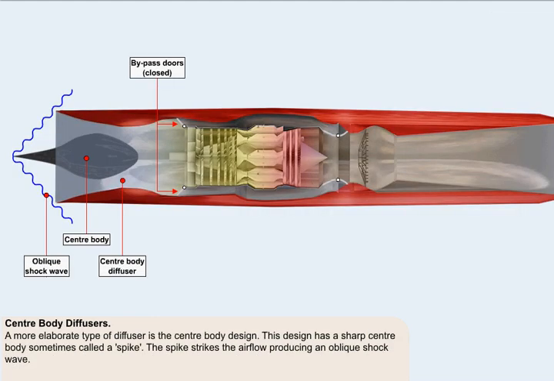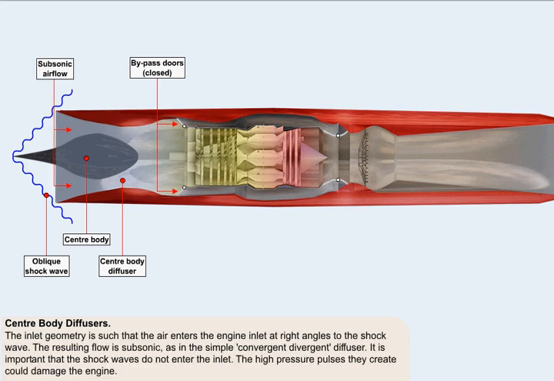A more elaborate type of diffuser is the center body design. This design has a sharp center body, sometimes called a spike. The spike strikes the airflow, producing an oblique shock wave. The spike will frequently be designed to produce several weak shock waves rather than one strong one. The inlet geometry is then such that the air is drawn into the engine inlet at right angles to the shock wave. The resulting flow is subsonic, as happens in the simple convergent-divergent diffuser.